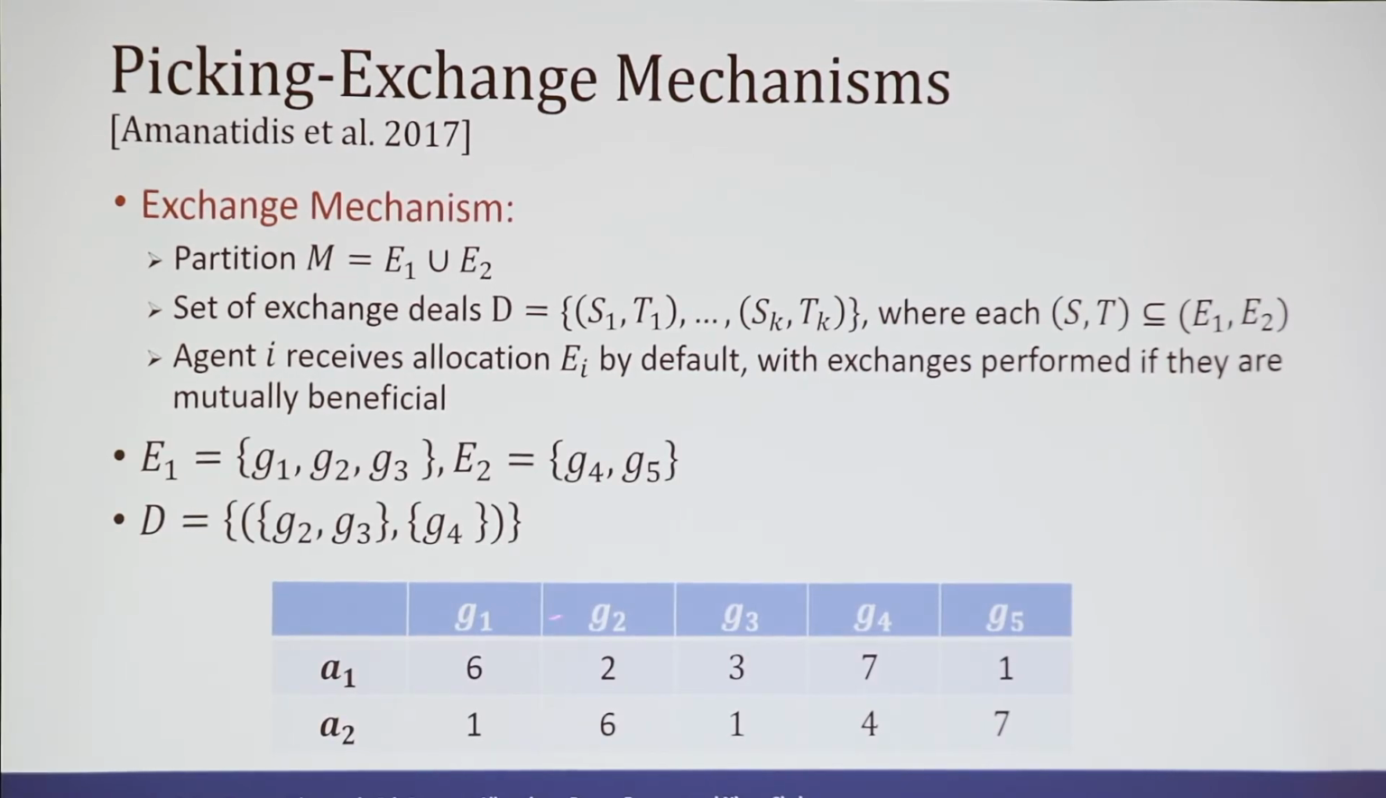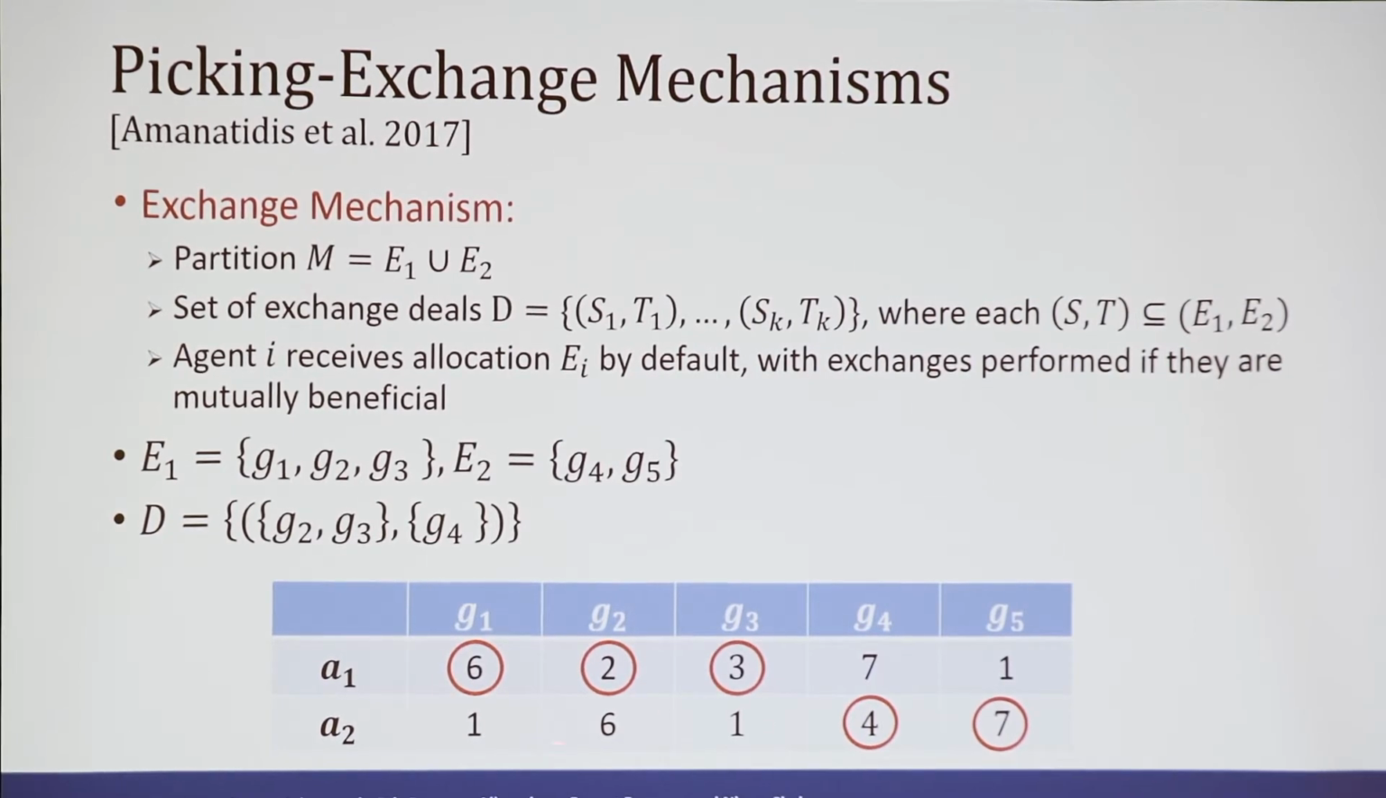So here's an example, right? Suppose E1 is G1, G2, G3, and E2 is G4, G5. By default, we're making this allocation. Now we also have this potential exchange deal, which says, would you both like to swap G2 and G3 for G4? And agent 1 looks at this and says, yes, G4 is worth 7, G2 and G3 together are only worth 5, I'd like to swap.